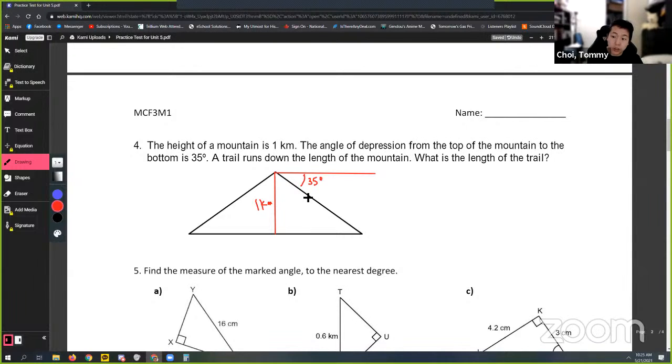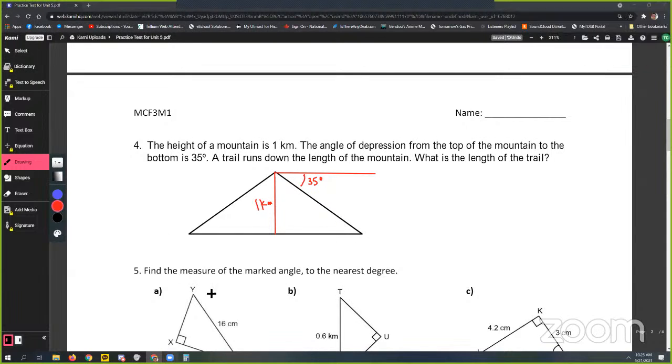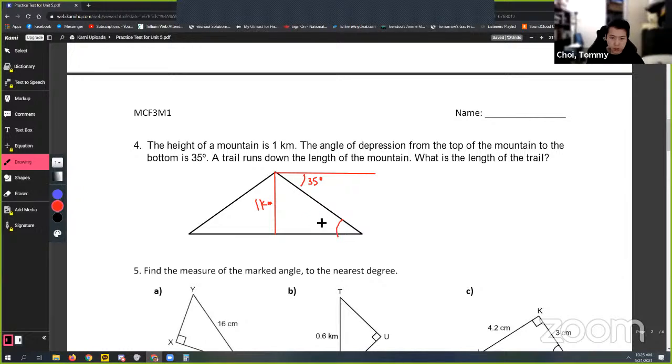It also tells us another thing. Anyone know what other angle it tells us? The inside of the triangle on the bottom. Yes, on the bottom right, the inside of the triangle here, this is 35 degrees. That's the information it tells us here. And of course, since this is the height, as Ashley mentioned in chat for me, this is 90 degrees. Okay, so now we have our triangle that we're working with here, right? The angle of depression is just there to help us identify an angle inside our mountain triangle as well.